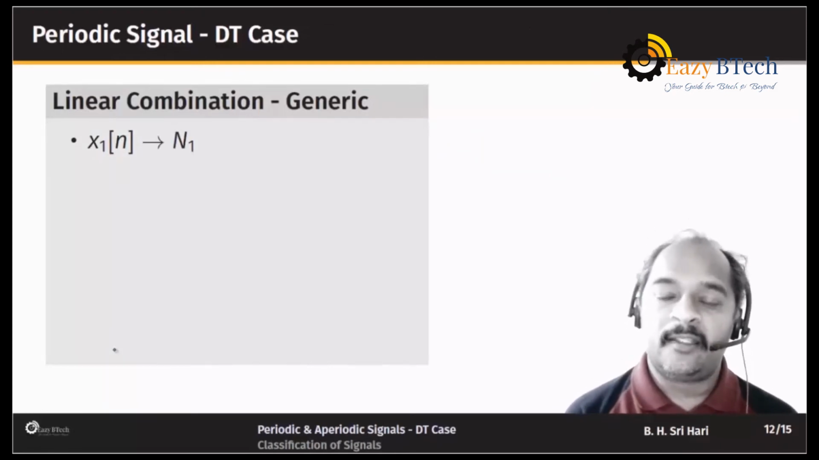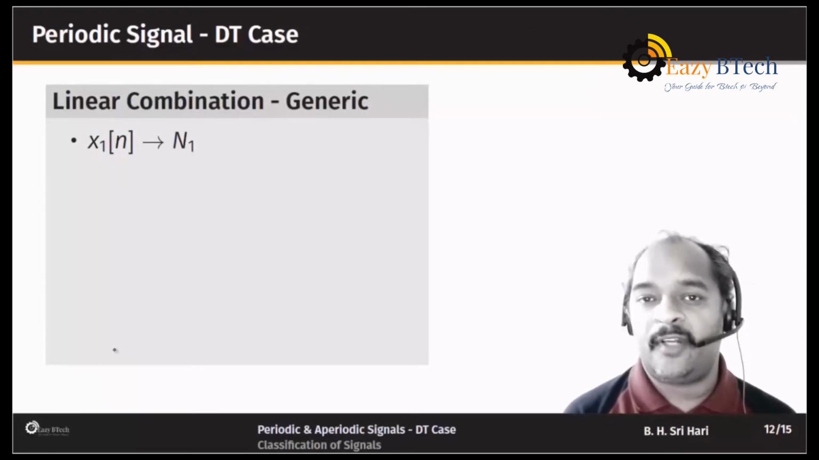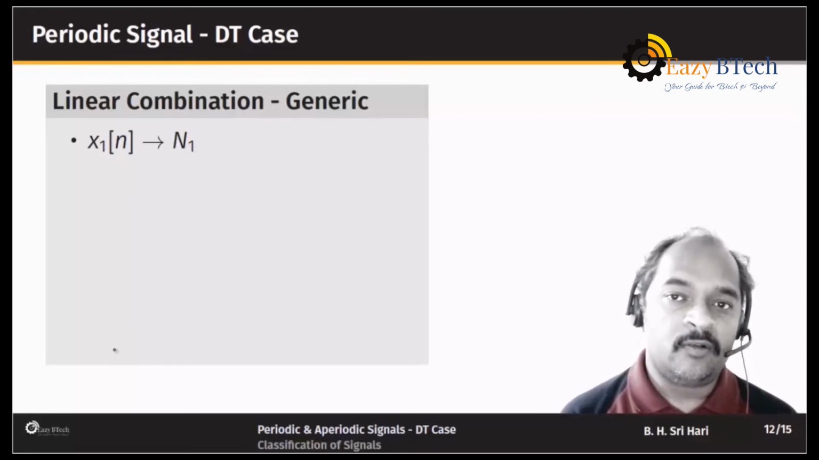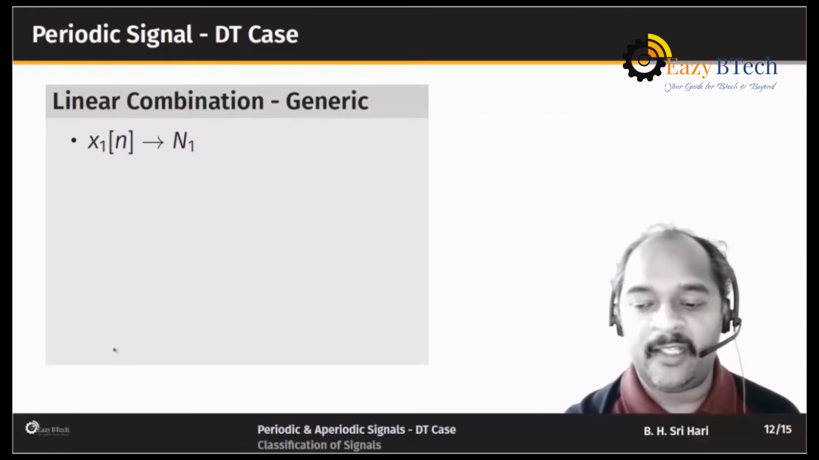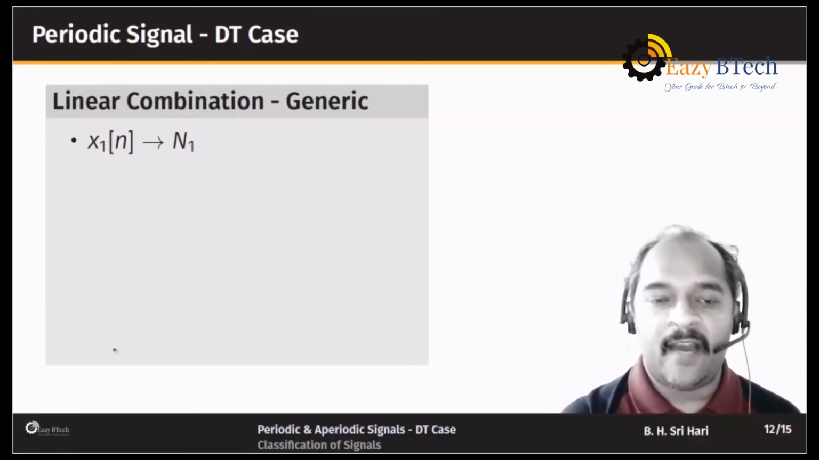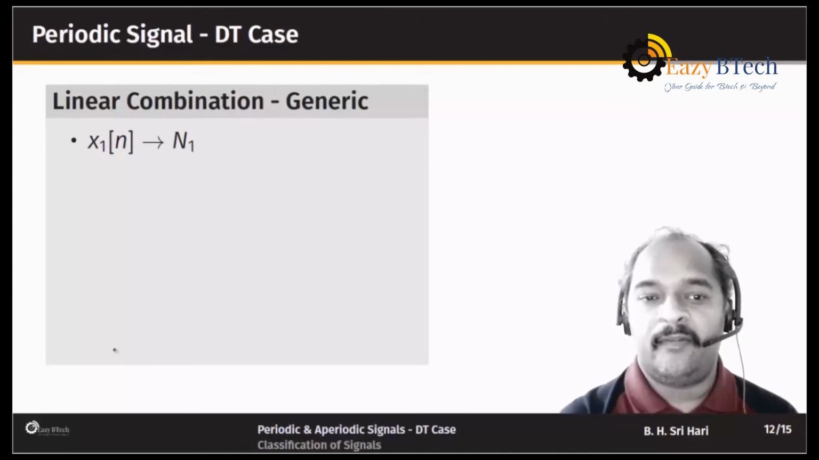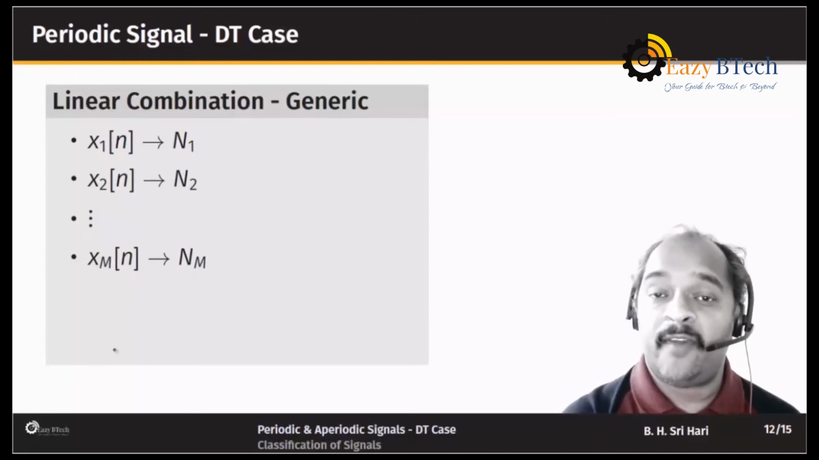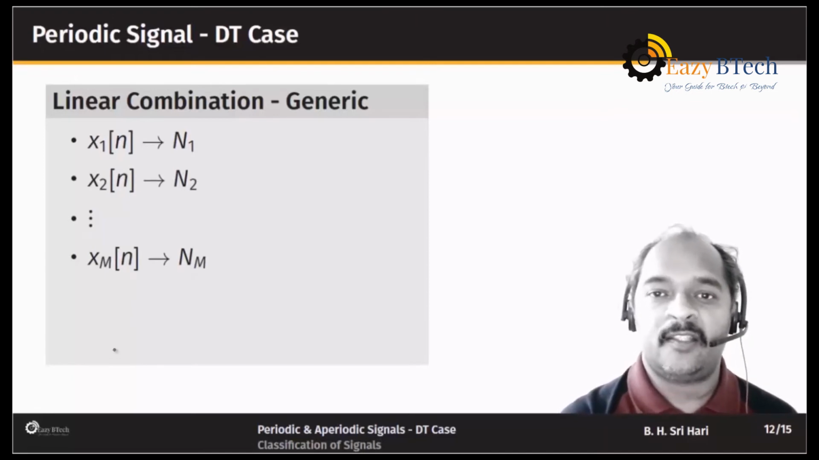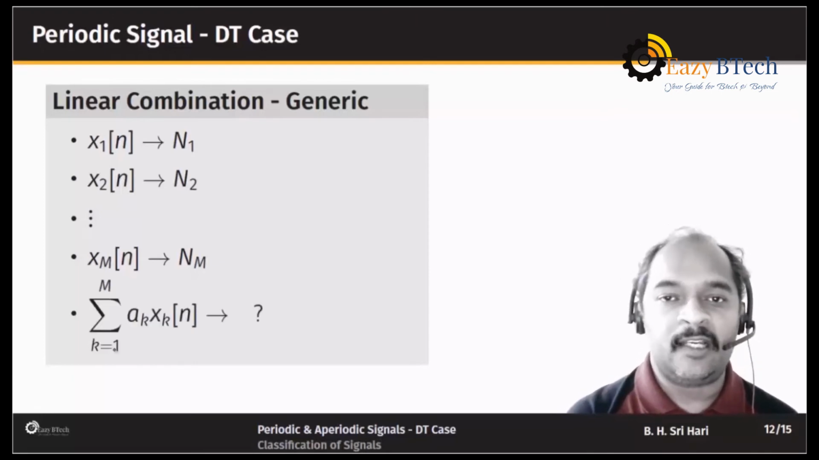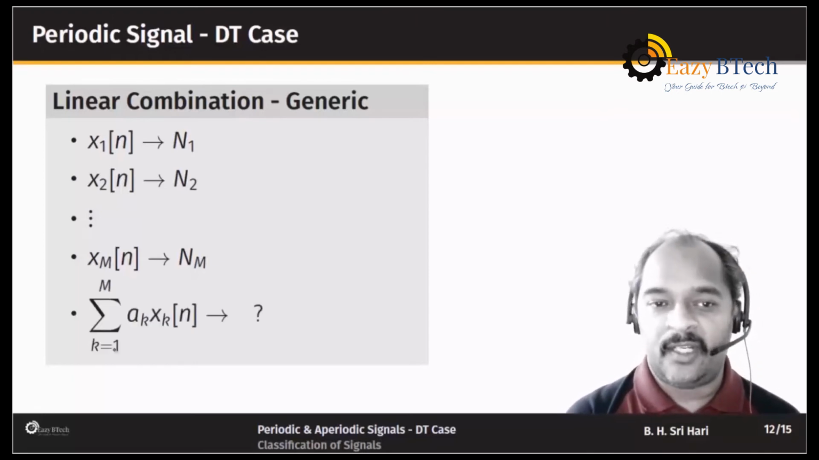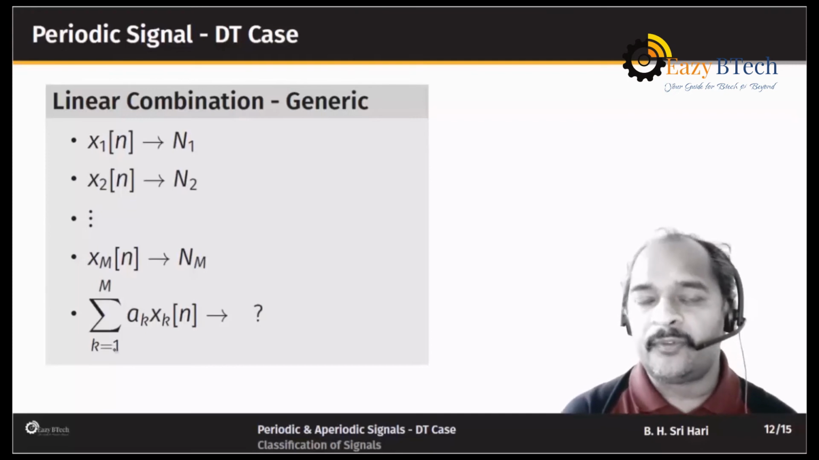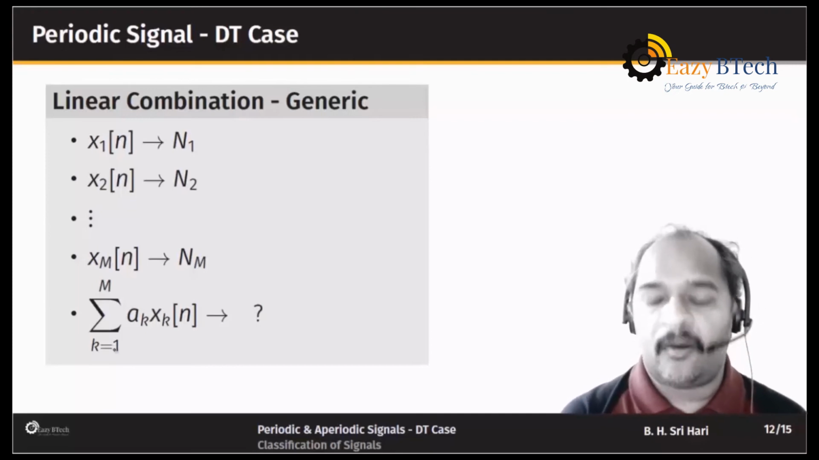Let us go to the next topic, which is what happens if you take a linear combination of multiple periodic signals. What do I mean by that? We have x1 of n with period n1, x2 of n with period n2, and so on up to the mth signal, which has a period nm. Now the question is, what is the period of the linear combination of these signals? What is the requirement?